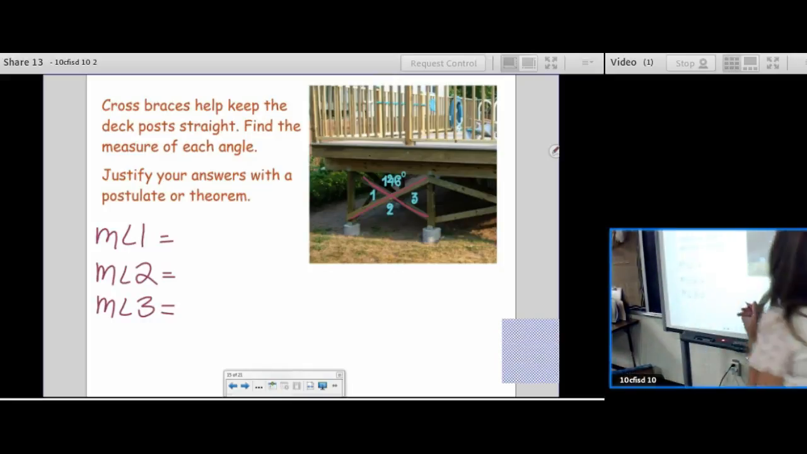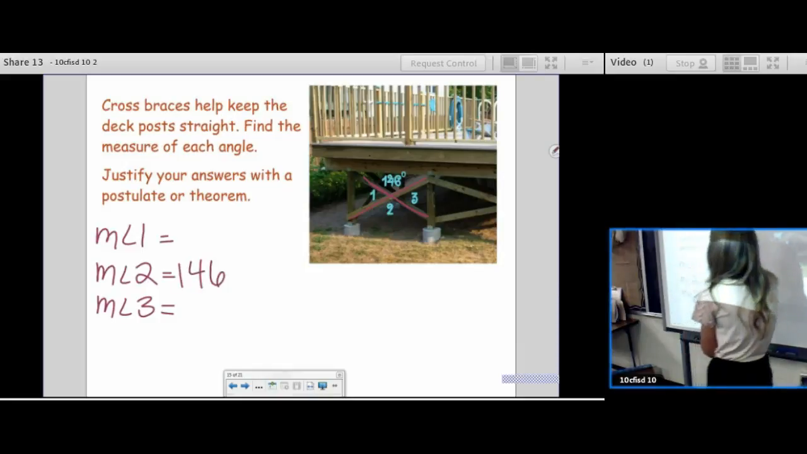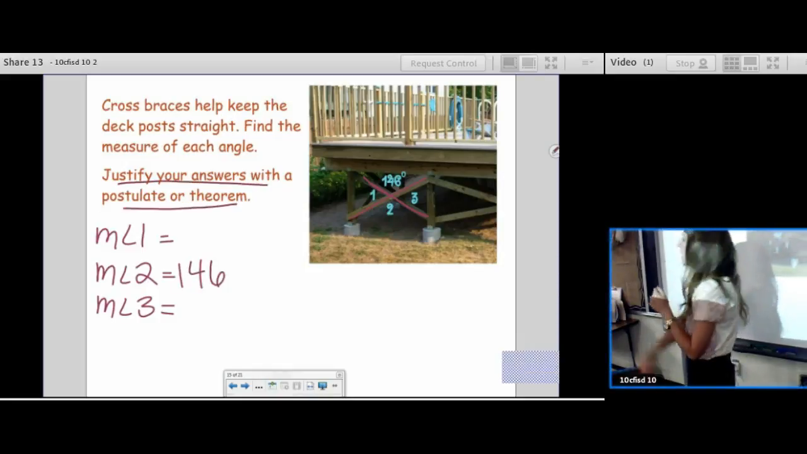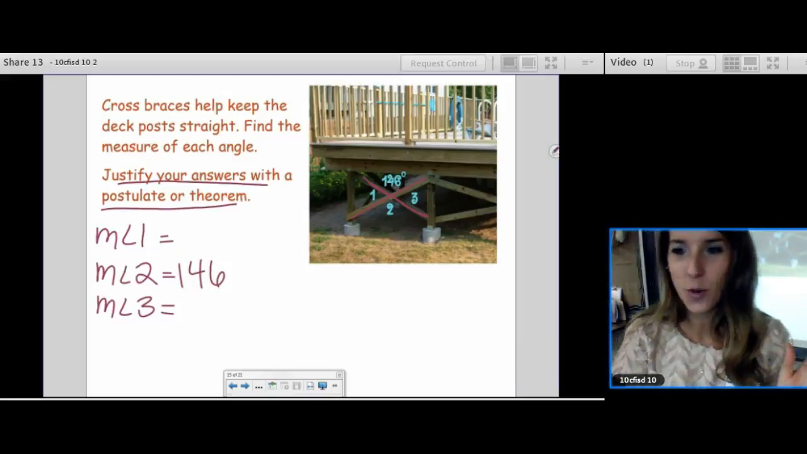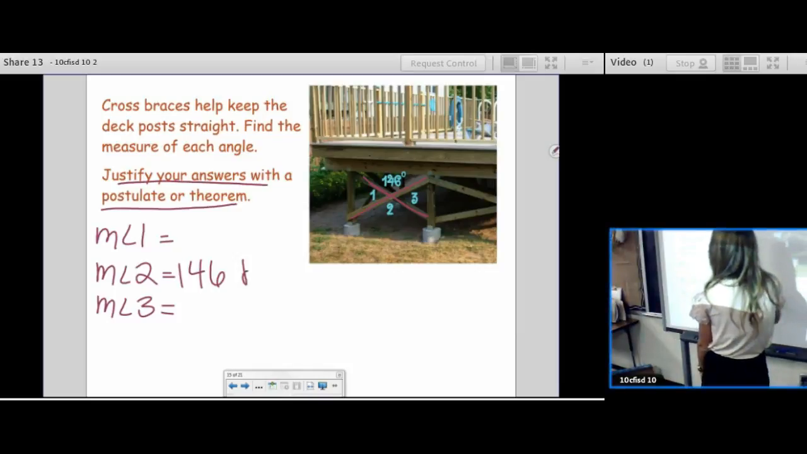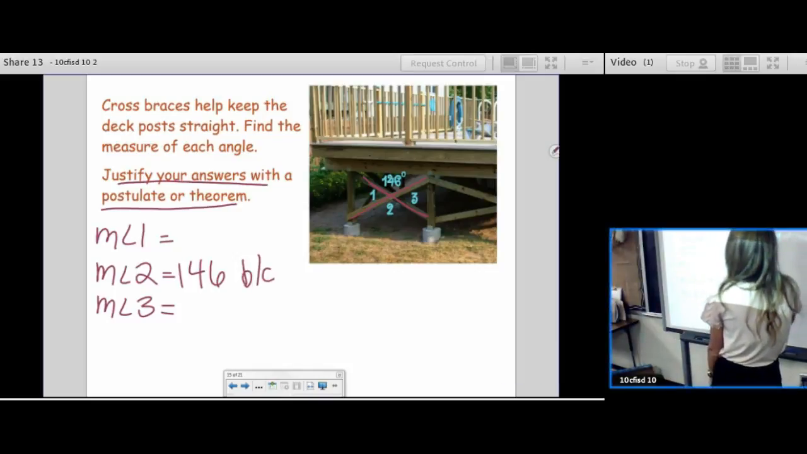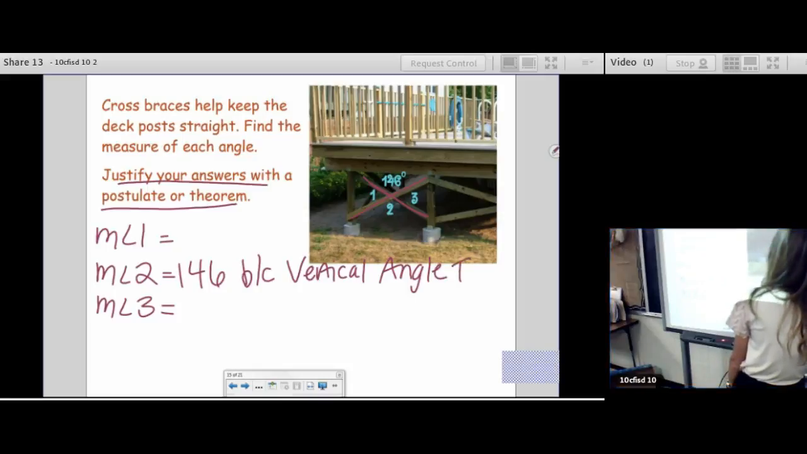Okay, we'll do angle 2 first. You are totally right. The measure of angle 2 is 146. But then it says justify your answers. And we don't just breeze through that. We don't just ignore it. The measure of angle 2 is 146 because of the vertical angle here. I'm going to write it out instead of everything.